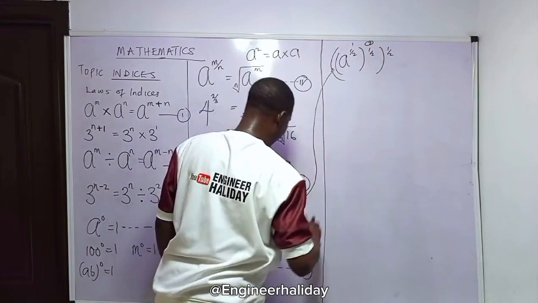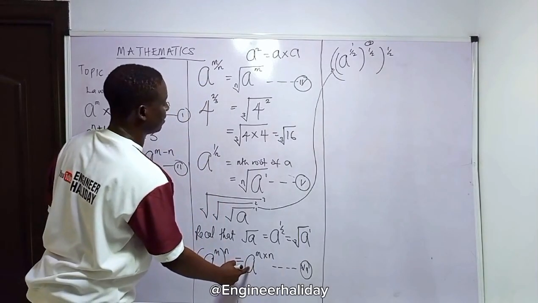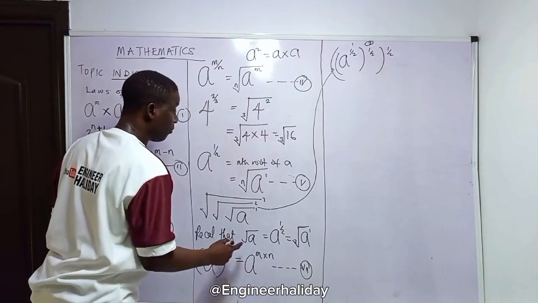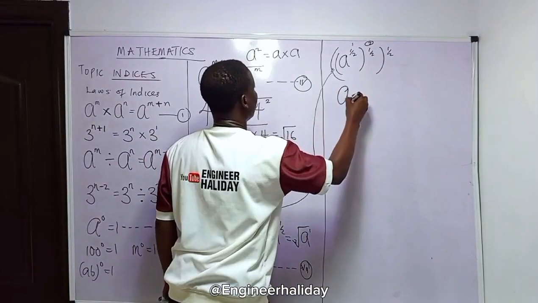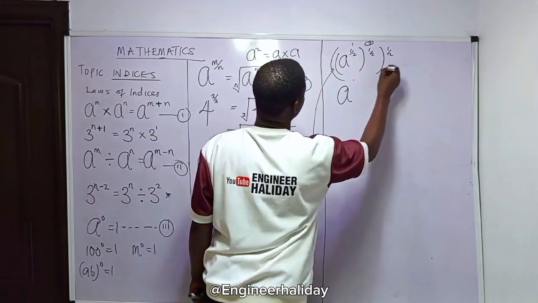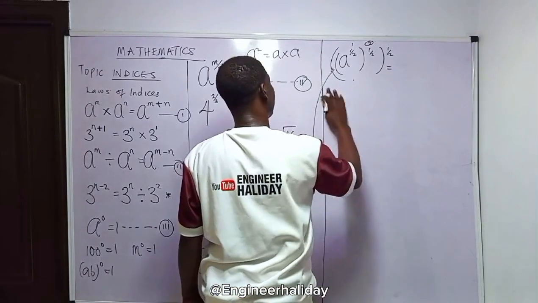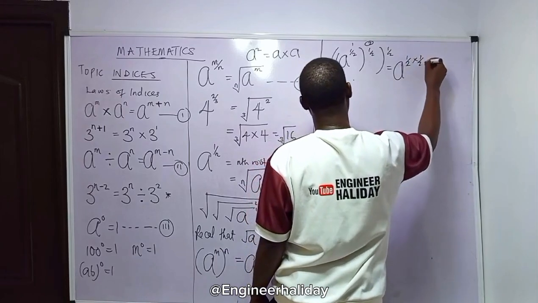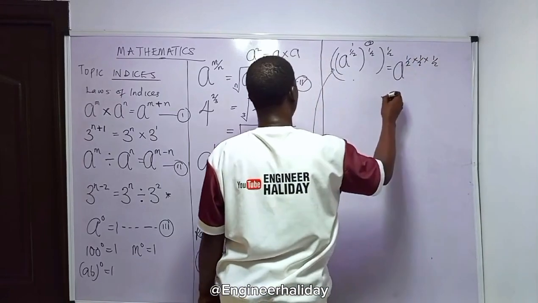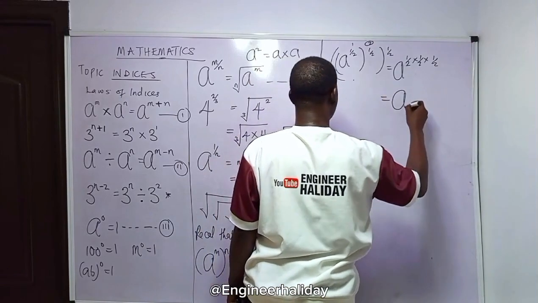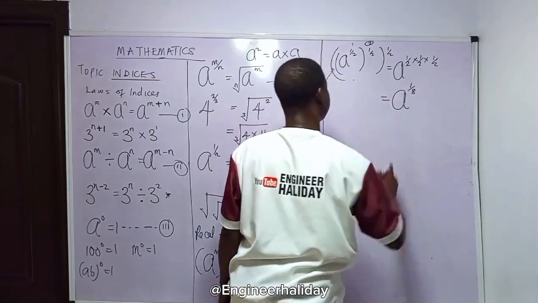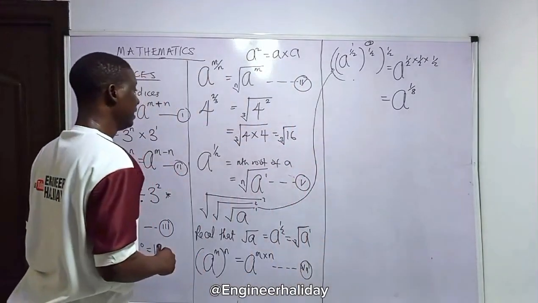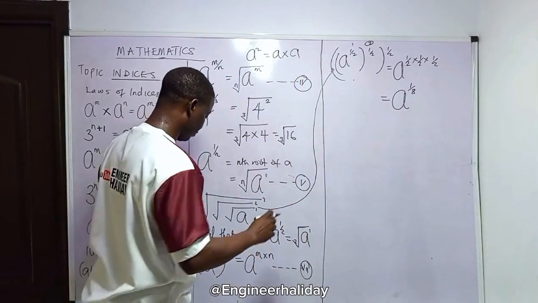So what do we do? We now apply equation 6, law number 6, power multiply power. So when we do that, I would have a into bracket what? This one will give us, let me put it there, it will now be a raised power what? Half times half times half. So what will be our final answer? A raised power 1 over 8. Simple of that. Let's go to rule number 6.